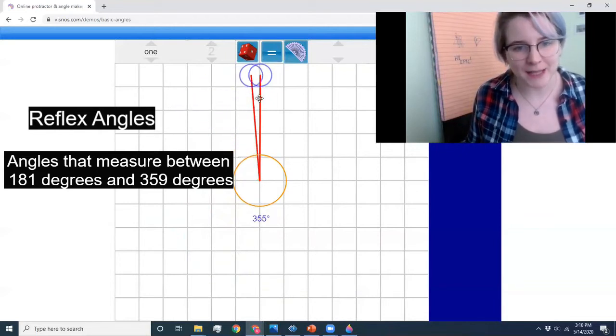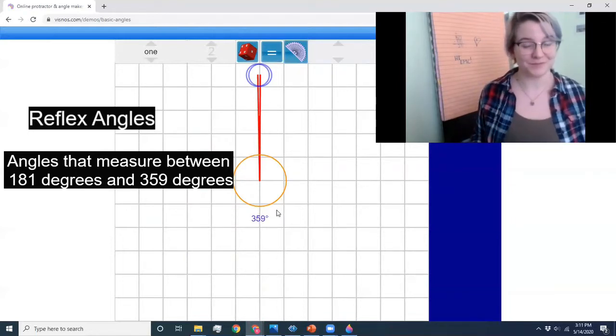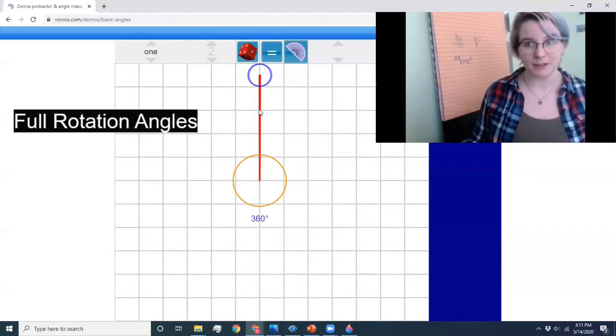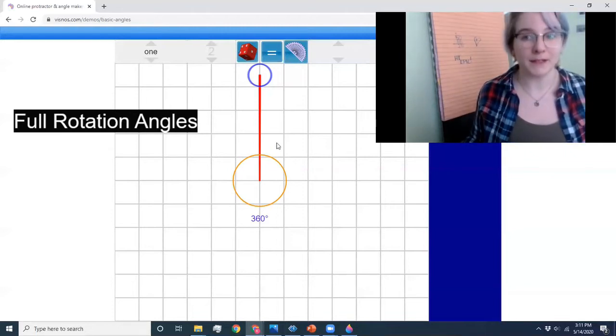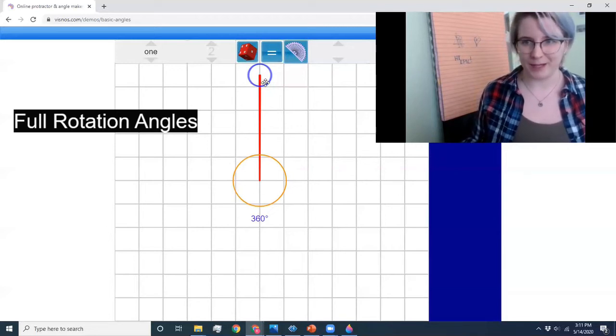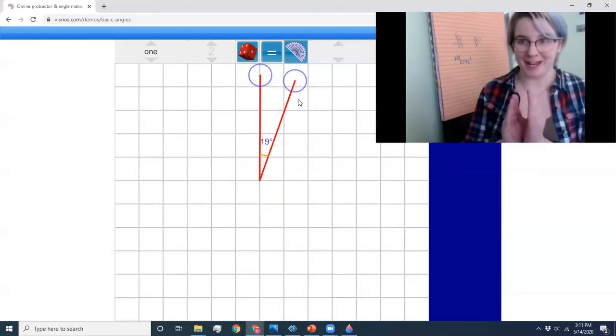All the way until you get to here. This is still a reflex angle. What if we go 1 more degree all the way around? 360. This is a full rotation angle. You can see that it makes a lot of sense to think about angles as part of a circle. What happens if we keep going? Suddenly, we're back to acute angles.